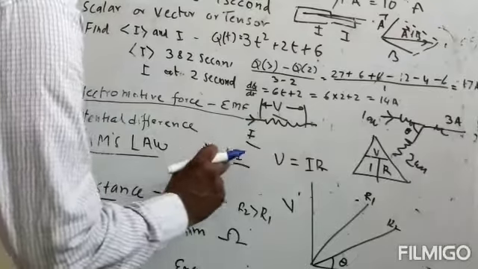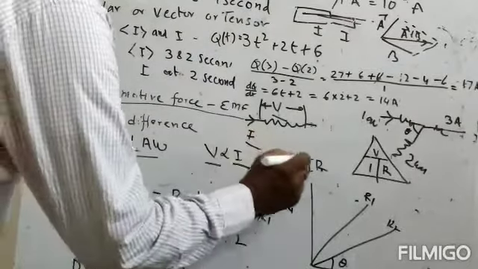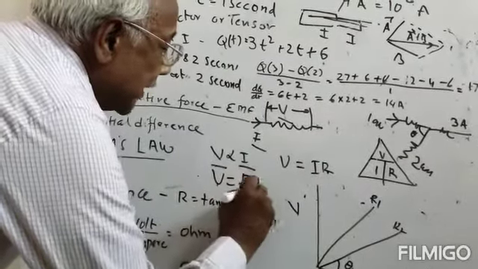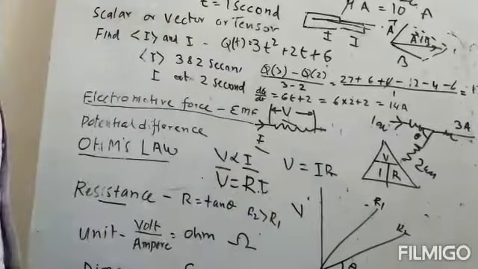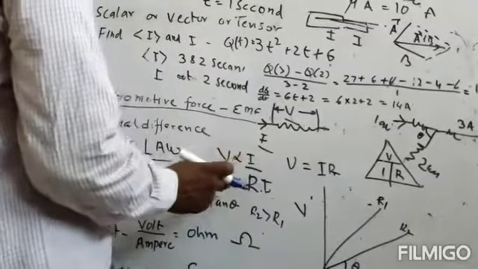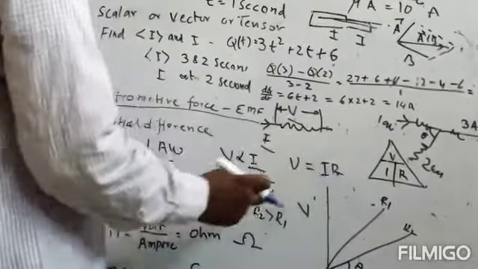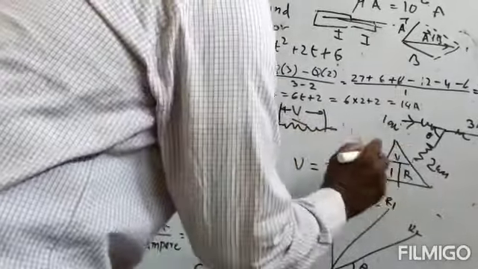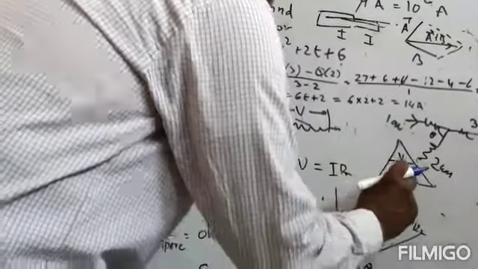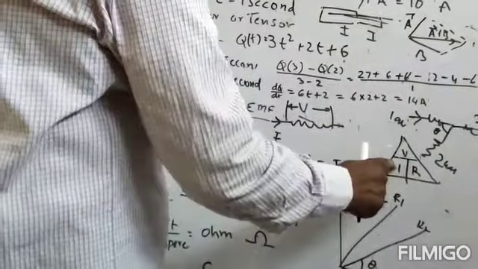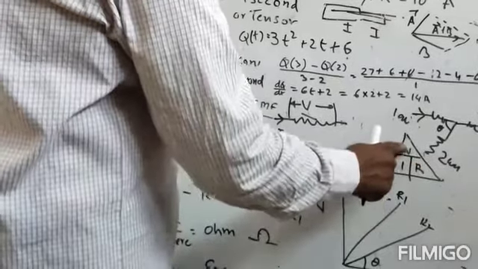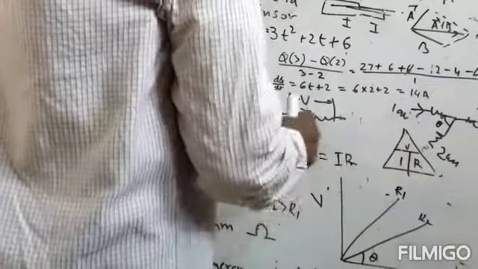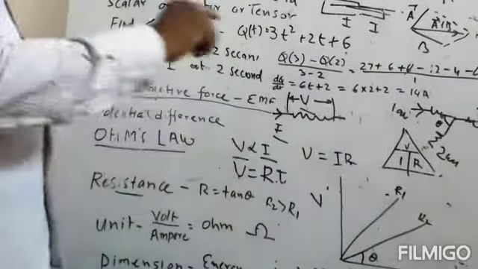So the proportionality constant is resistance. So V is equal to R into I, where R is the proportionality constant. So we can write V is equal to IR. We can also write this relation in the triangle form. If this is V and this is I, then V will be equal to I into R, I is equal to V by R, and R is equal to V by I. So we can have this relation in the triangular form.